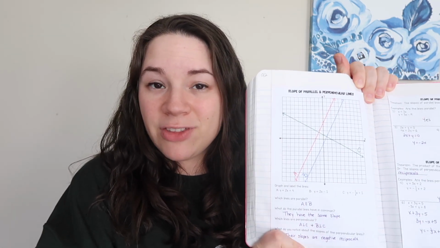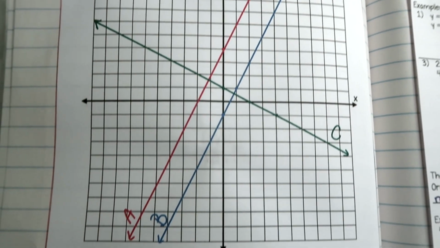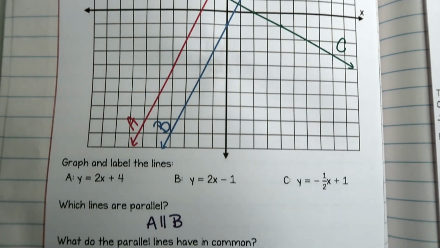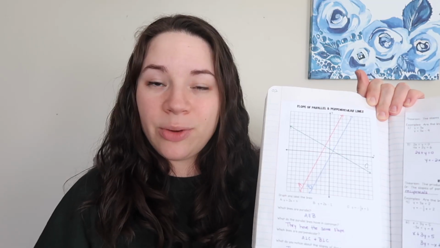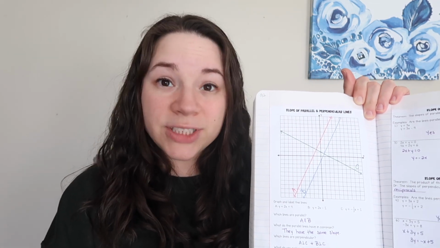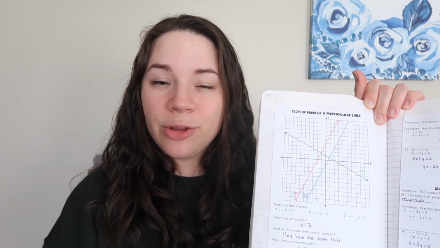Then we jump into parallel and perpendicular lines. So the next day I give them a little discovery activity. I have them graph 3 lines. They identify which lines are parallel. They look for patterns in the equations to determine how they would know if lines are parallel. Then we do the same thing with deciding which lines are perpendicular and trying to figure out what is happening with the slope to compare the perpendicular line equations.